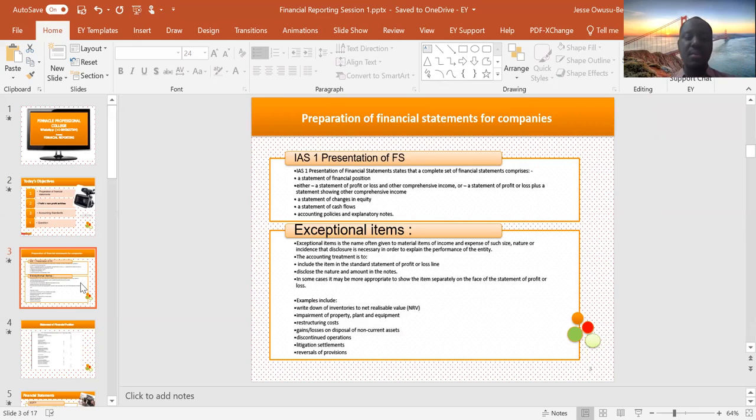Examples of exceptional items include write-down of inventories, impairment of property, plant, and equipment, restructuring costs, discontinued operation, litigation settlement, and reversal of provisions. These are items that are exceptional, and you need to provide more insight. You need to provide more explanation as to their nature, the incidence, and the size. Three things: the size, the nature, and incidence. You need to give more details around that.